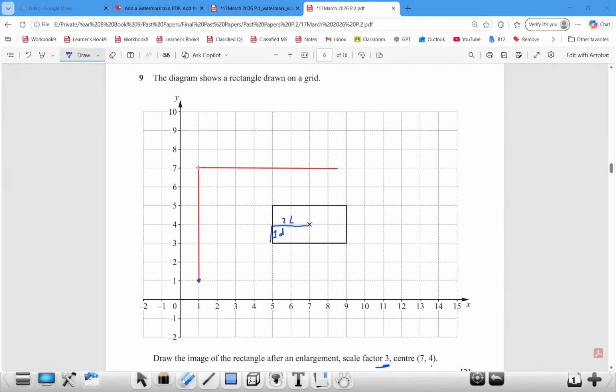Oh, sorry, it's scale factor 3, so instead of 4, they're going to be 12, reaching 13. And then you finish the rest of the shape. Now I enlarged the shape with scale factor 3 about center (7, 4). Let me erase this.